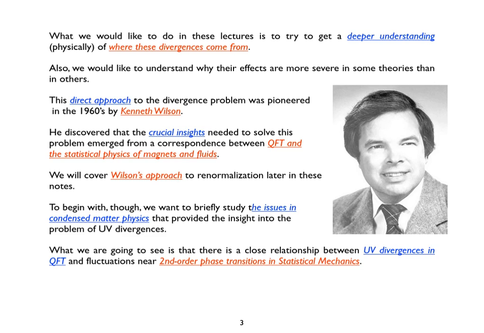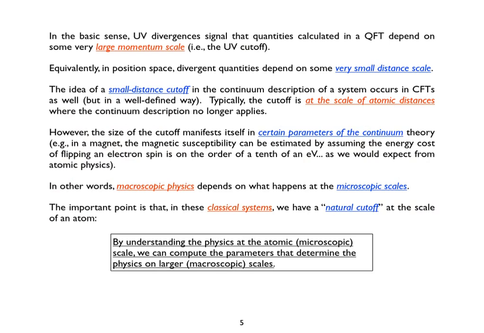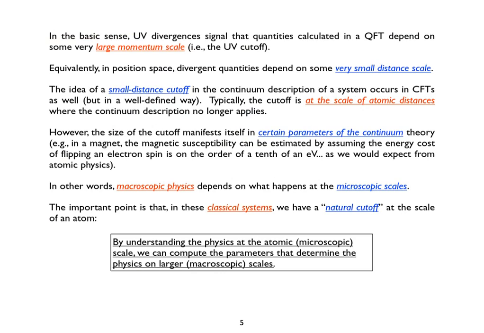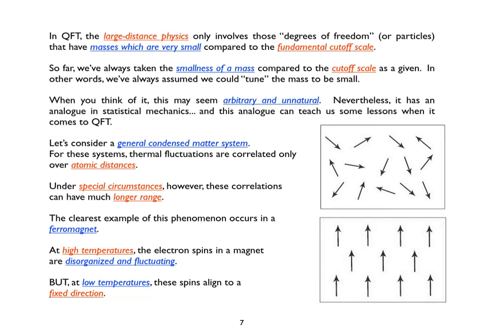Ultimately, we'll get to a section where we'll talk about a deeper understanding of where these divergences come from. This was mapped out by Ken Wilson, I think back in the 60s or 70s. But we'll get there soon enough. First, we wanted to talk about some condensed matter physics, and in particular we were interested in this phenomenon of second order phase transitions.